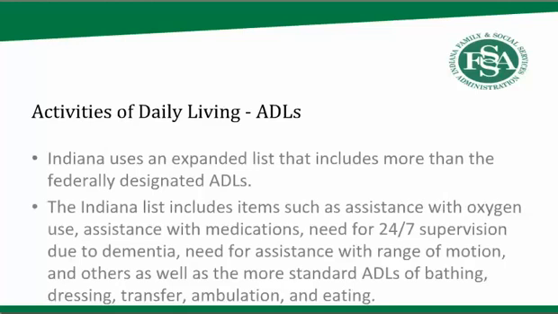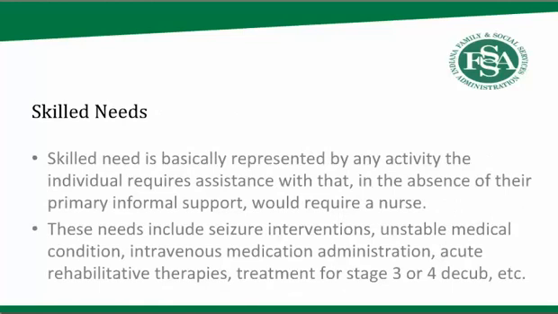When we talk about a skilled need, basically that list is any activity that the individual would require assistance with in the absence of their primary informal support, so in the absence of that family member that might do it for them, it would require a nursing level of assistance. It couldn't be an unskilled attendant care worker or even a home health aide. It would require a nurse to perform that function.